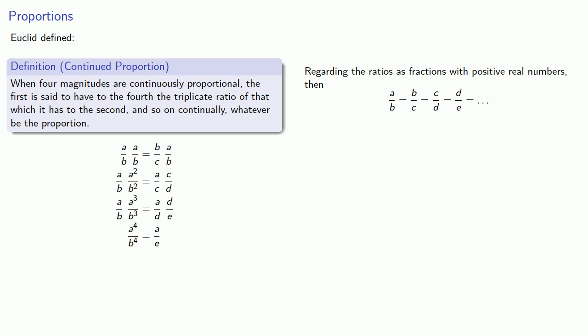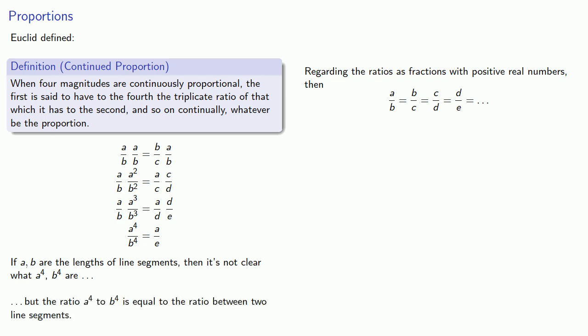And here's the important thing. If A and B are the lengths of line segments, then C, D, E, and so on also have to be line segments. But it's not clear what A to the fourth, B to the fourth are. But the ratio of A to the fourth and B to the fourth is equal to the ratio between two line segments.